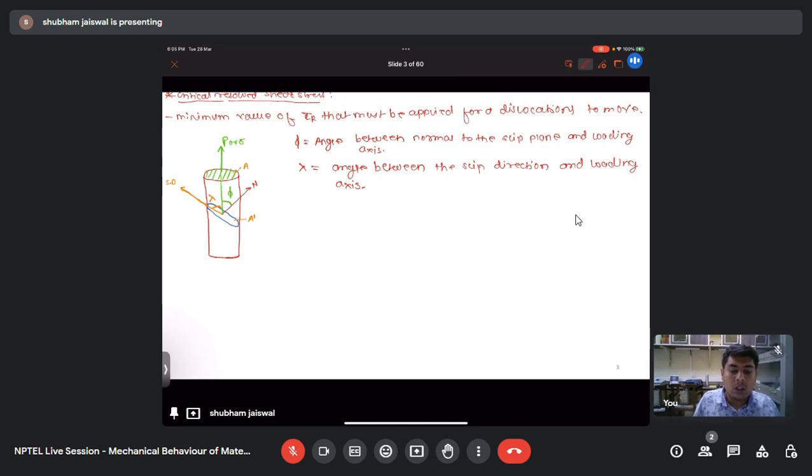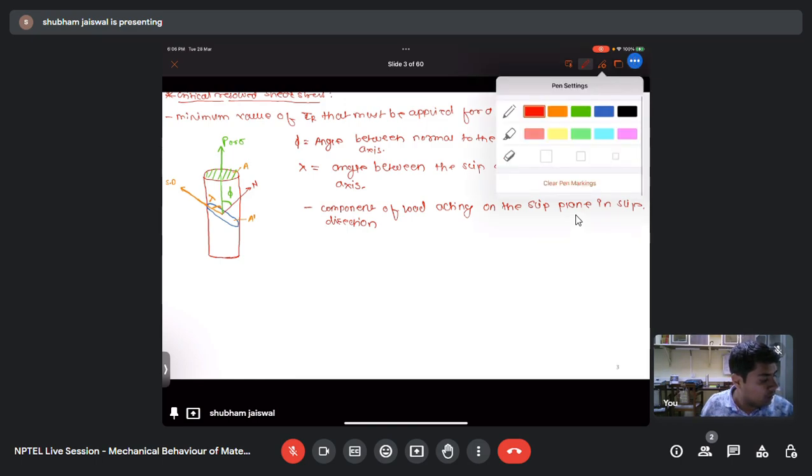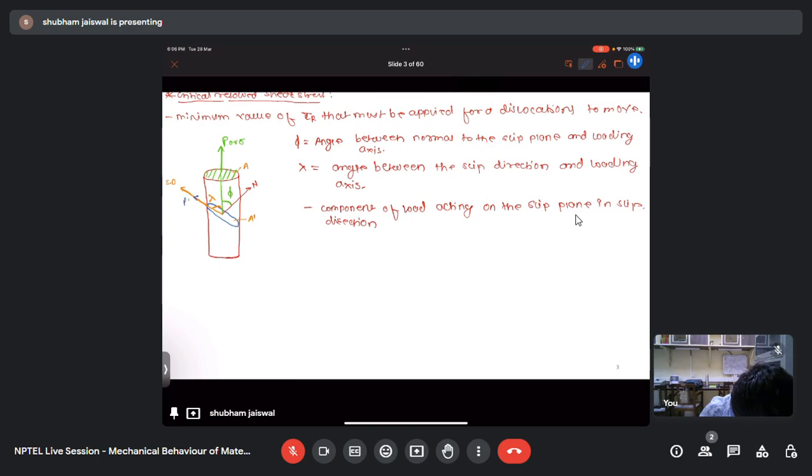Now if we find the component of the load acting on the slip plane in the slip direction, let's say that load is P dash. This P dash is nothing but P cos lambda, if we resolve the load P in the slip direction. If we do similarly with the area, A is nothing but A dash cos phi.